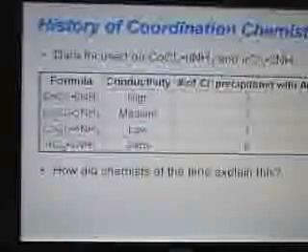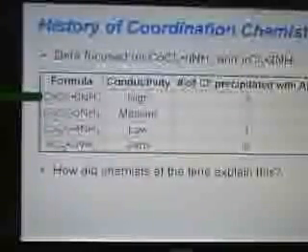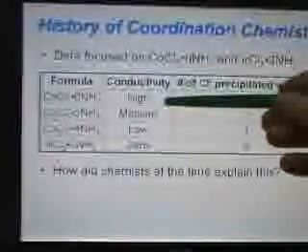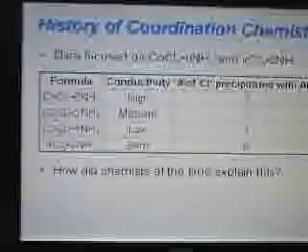Here's what scientists in the middle 1800s observed. A compound with the formula CoCl3·6NH3 conducted electricity very well. And when a solution of this compound was mixed with a solution containing Ag+, 3 moles of AgCl precipitated.